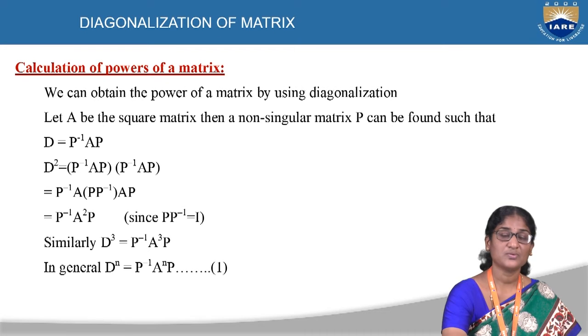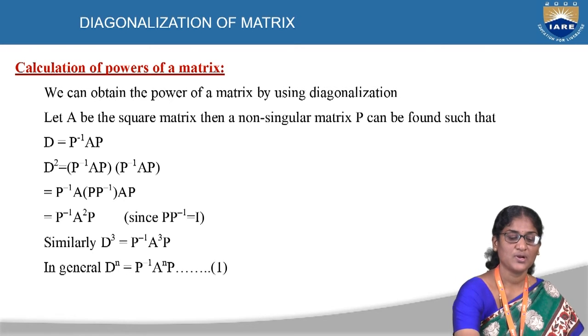Now this diagonalization of the matrix also helps to find the powers of matrices. That is the advantage of finding the diagonalization of the matrix. So let us see how to calculate the powers of a matrix. We can obtain the powers of the matrix by using diagonalization. Now let A be a square matrix. Then a non-singular matrix P can be found such that D is equal to P inverse AP.